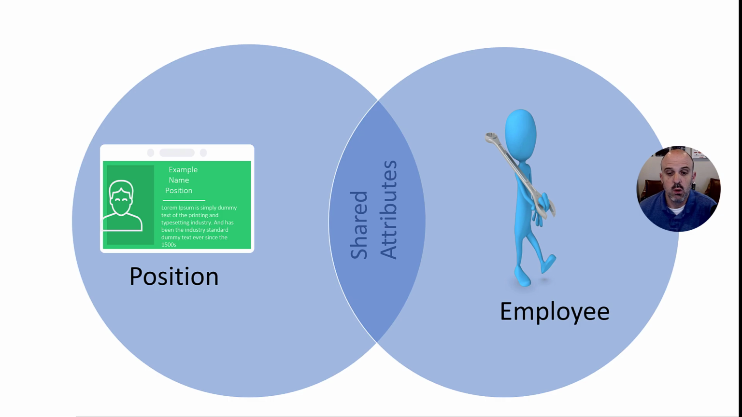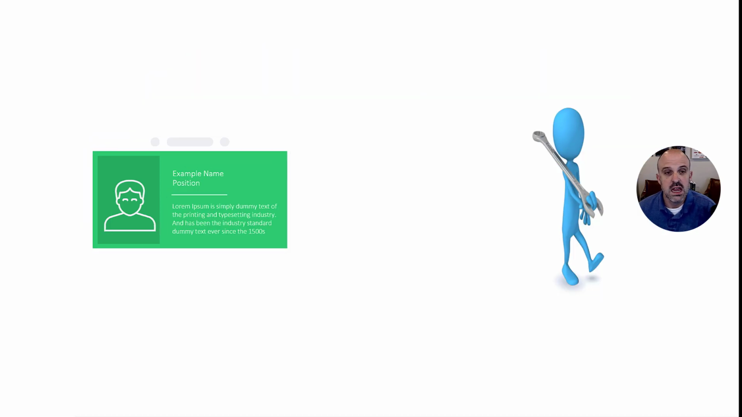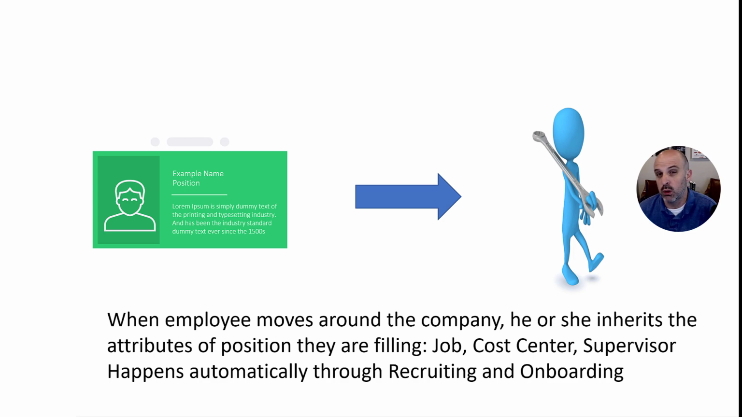Between those two, we have shared attributes. So these are things that are in common between the position and the employee. So things like cost center, supervisor, departments, things like that. What these shared attributes allow you to do, very simply, is when your employee moves around the company, they're able to inherit whatever the attributes of that position are.